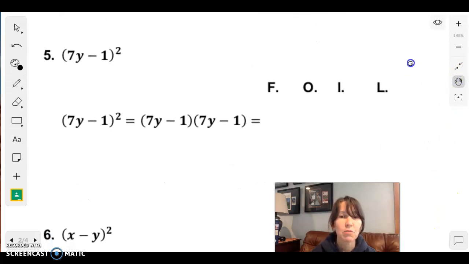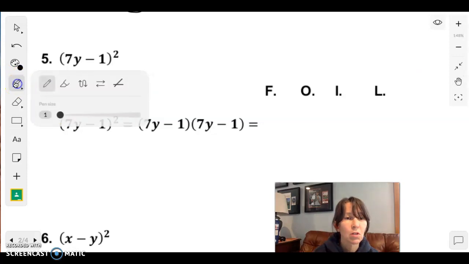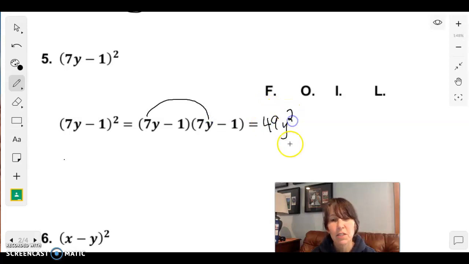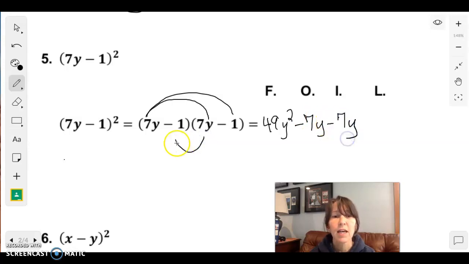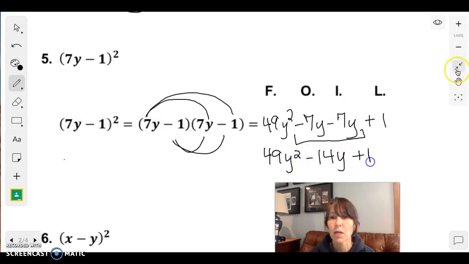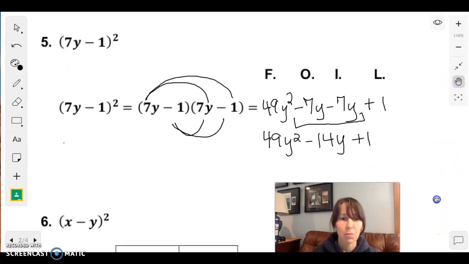All right, here's one FOILed. 49y squared is our first. Outer, minus 7y. Inner, minus 7y again. Last, plus 1. These two combine. 49y squared minus 14y plus 1. Trinomial.